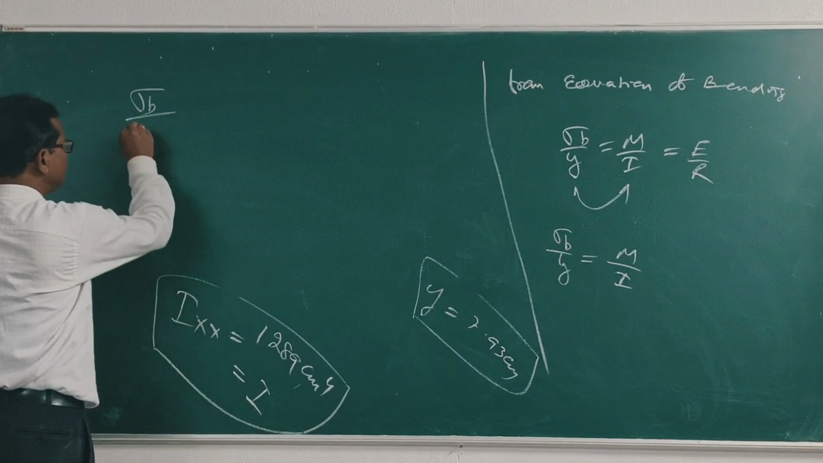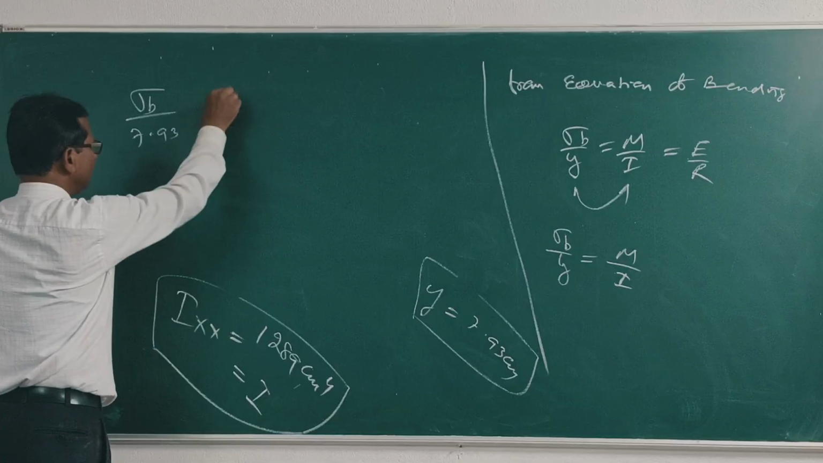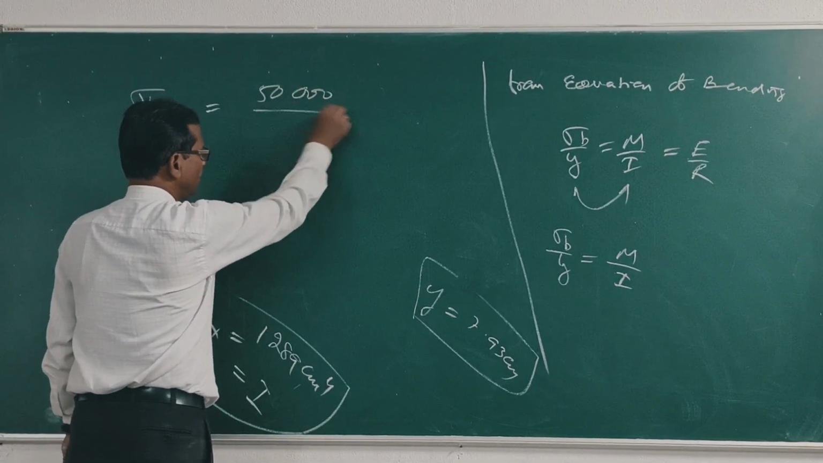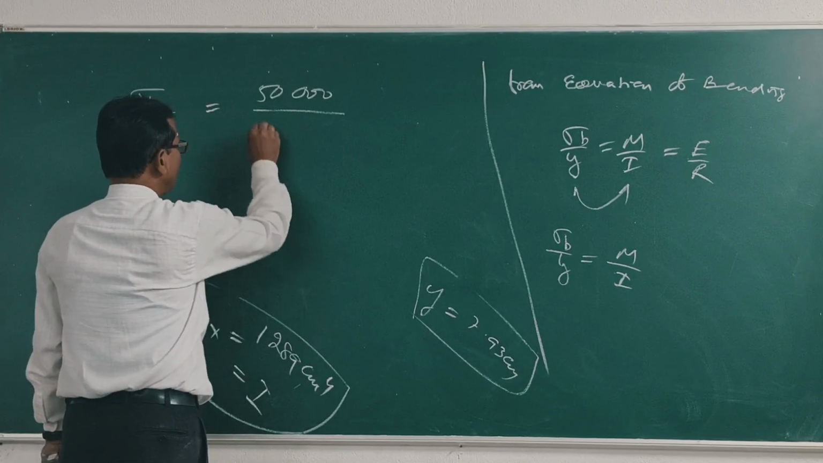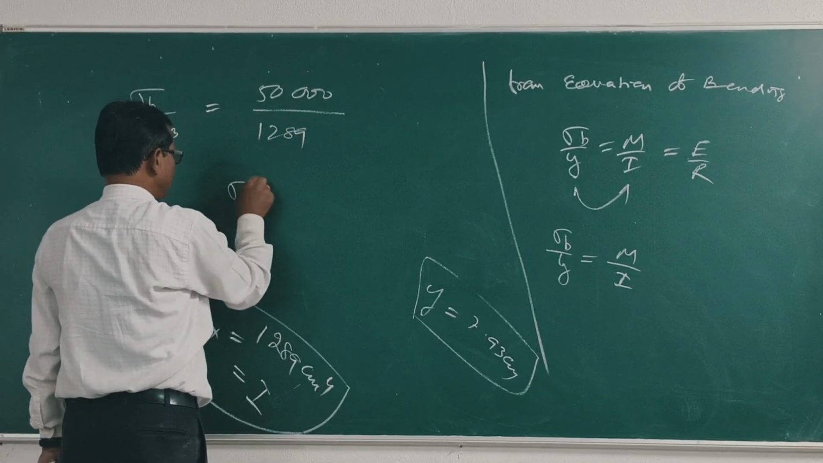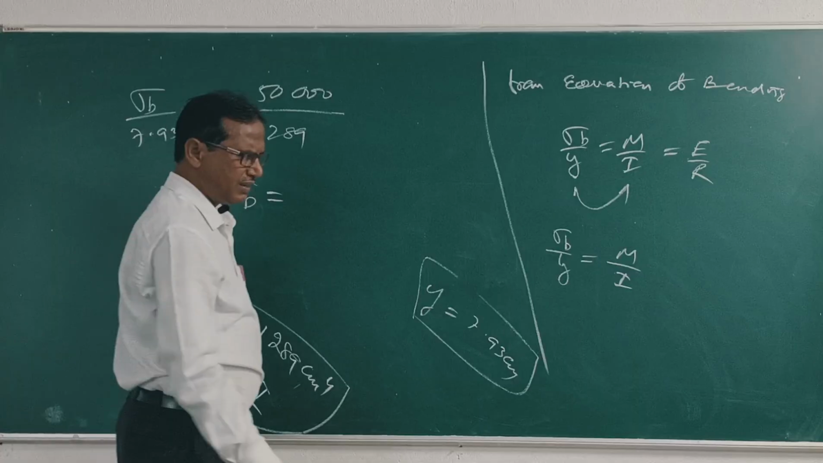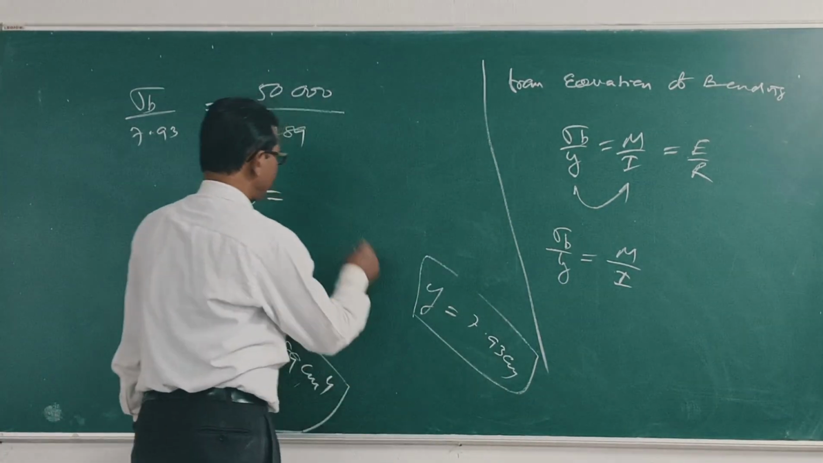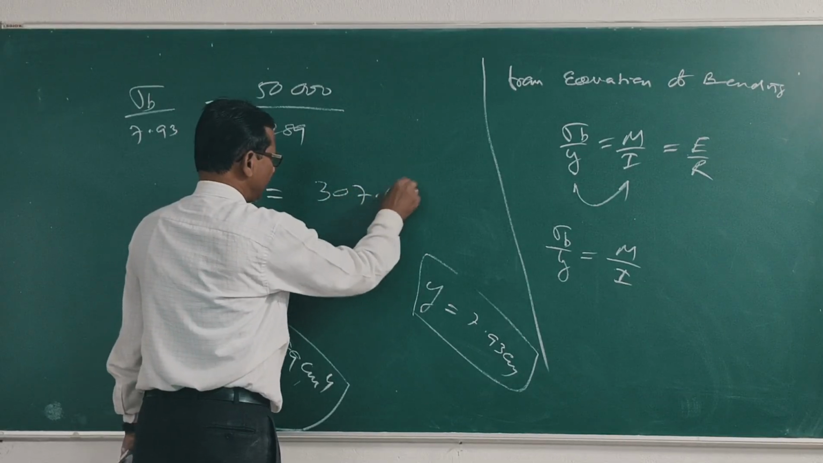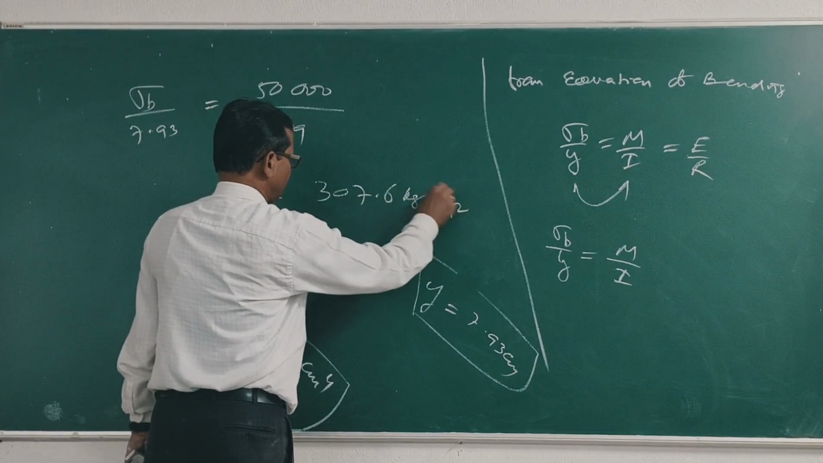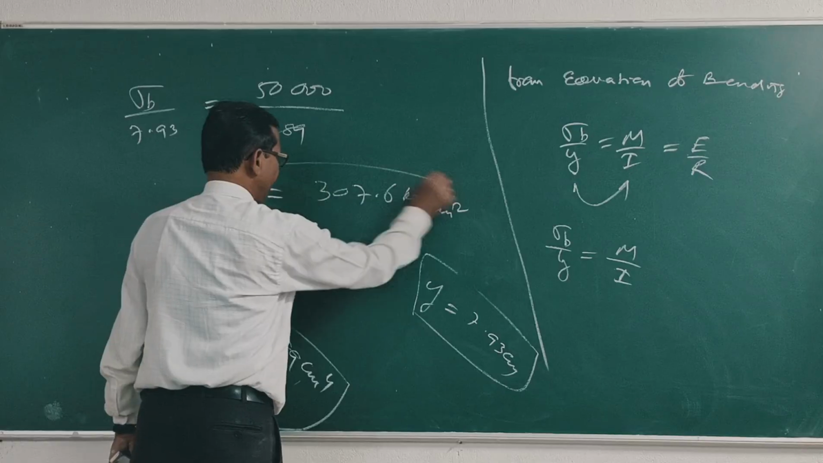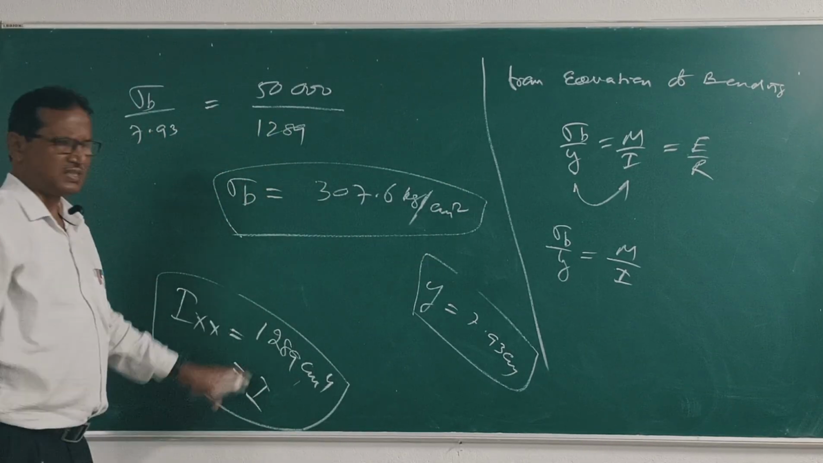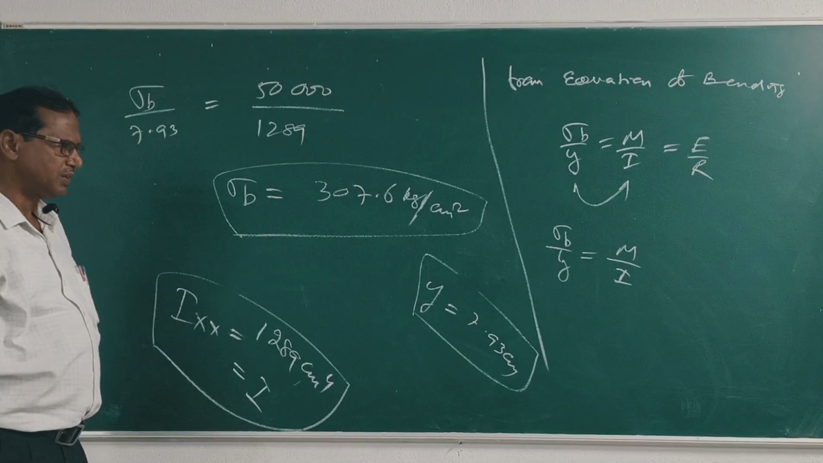Sigma b by y, what is y? 7.93. M is 50,000, I is 1289. Sigma b is equal to 307.6 kg per cm square. Clear? This is the answer for the bending stress induced in the beam.